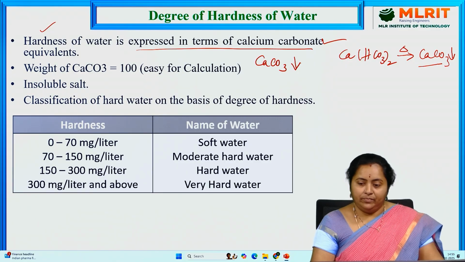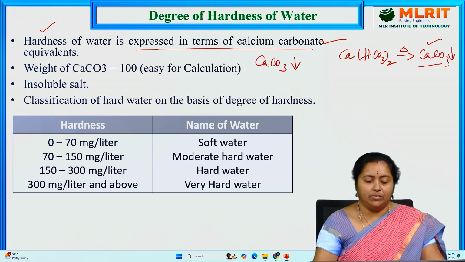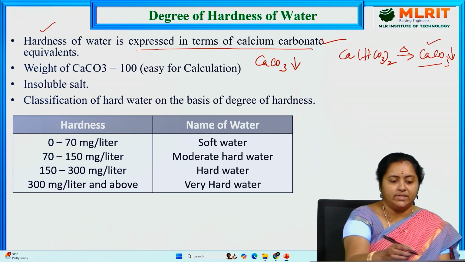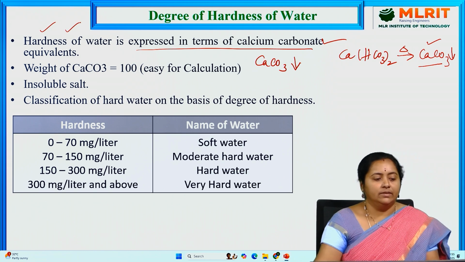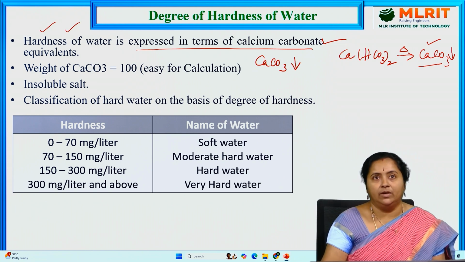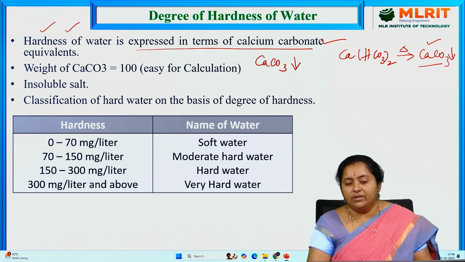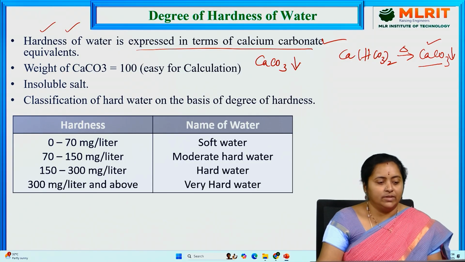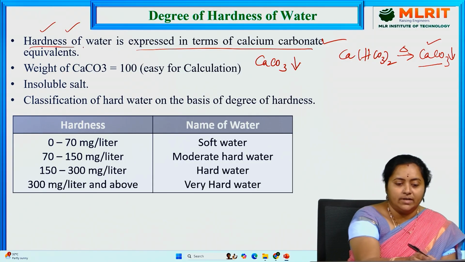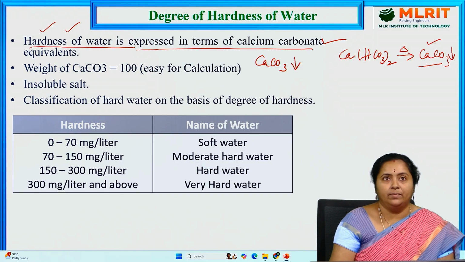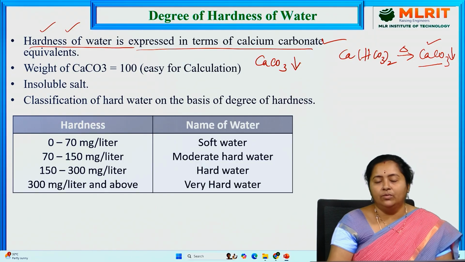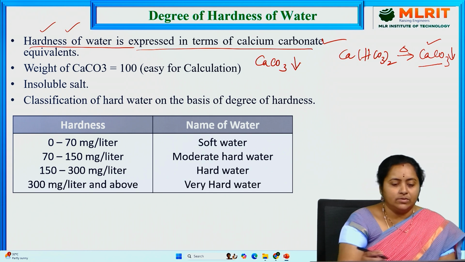Right, the same CaCO3, that is calcium carbonate, we are going to adopt here for expressing the hardness of water sample. That means whatever be the type of salt present in dissolved state in water, during its purification or removal technique, we are finally going to convert those salts of calcium and magnesium into insoluble precipitates of calcium carbonate. So that's why we are going to express hardness of water in terms of calcium carbonate equivalence. So why do we need to consider only calcium carbonate? Because it is easy for calculation.